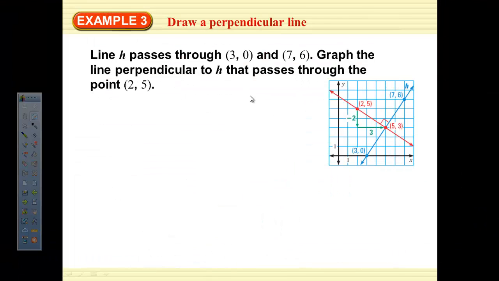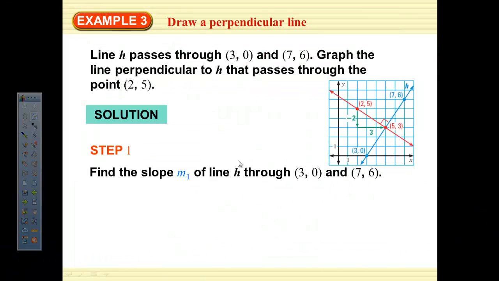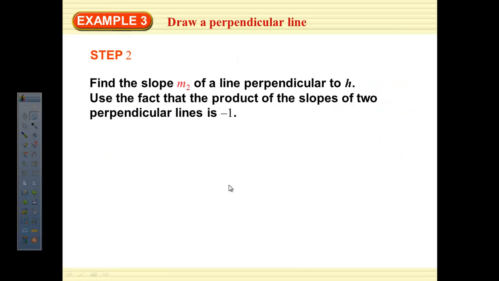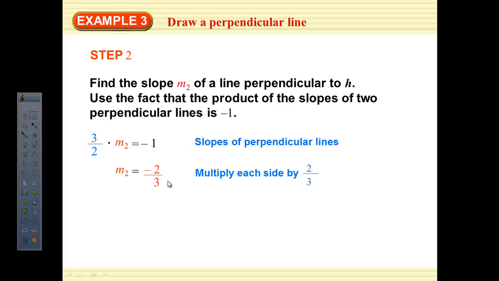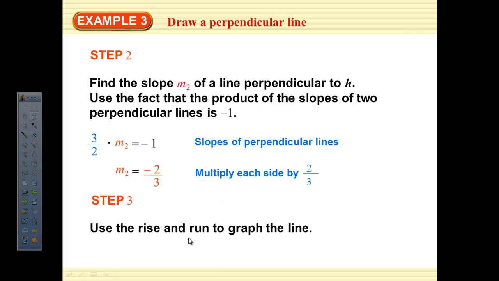Let me show you what they said to do as well. So again, find the slope of H, just like that. Then they explain that the product of two perpendicular slopes is -1. That's just a fancy way of saying that they're opposite reciprocals. So what we can do is say 3/2 times the slope of the perpendicular line equals -1. And so if we multiply by the reciprocal on both sides, we'll end up with the opposite reciprocal, which is just what I told you it would be. And now that we know that, all we have to do is graph the rise and the run.